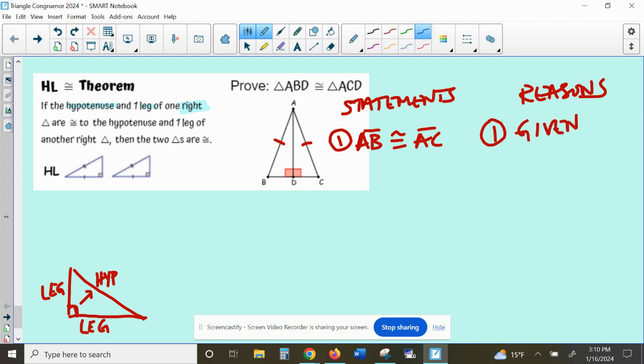We do have something else marked in our picture. We have this little box, right? What does the little box mean? The little box means that we do have right angles, right?